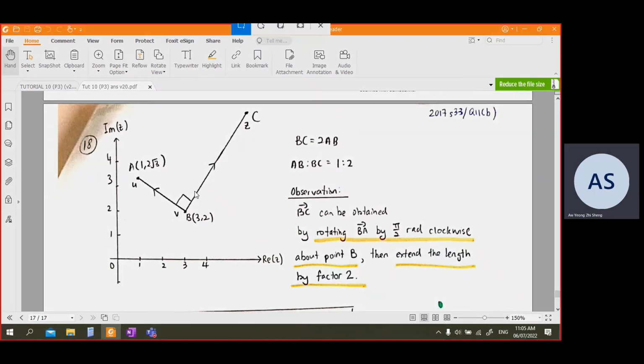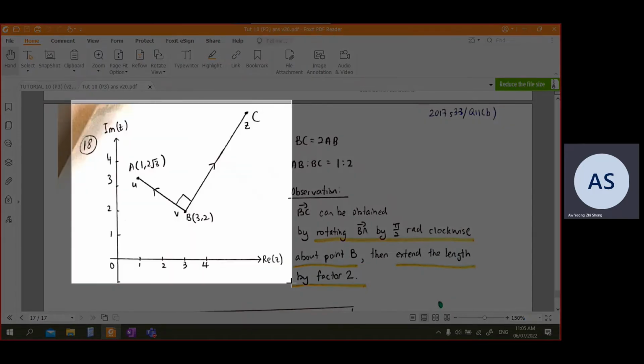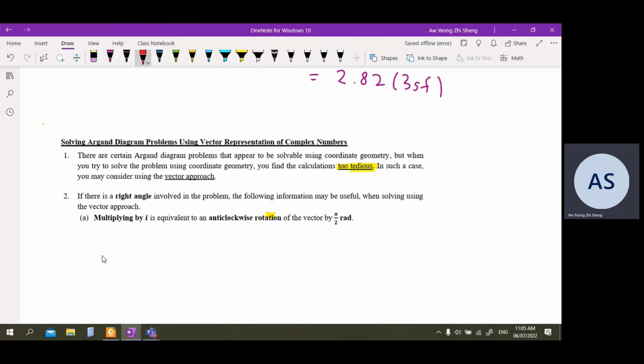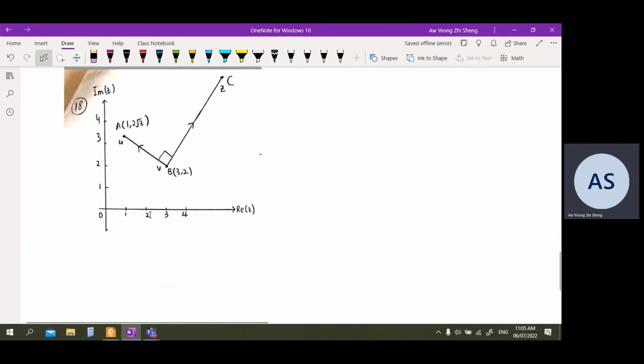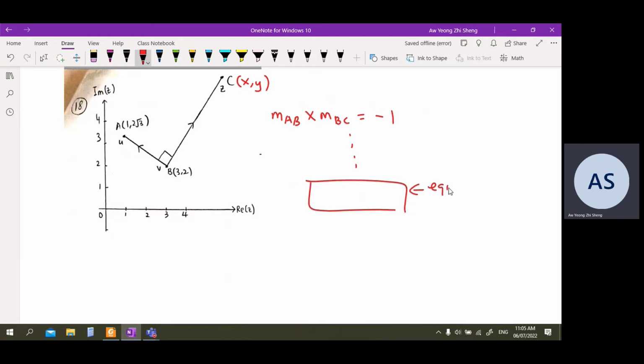When you look at this diagram, the first idea that comes to mind may be to let the coordinates of point C be (x, y). Then I can make use of this 90 degrees, where the gradient of AB times the gradient of BC will give me -1. From here, I will get an equation in x and y.